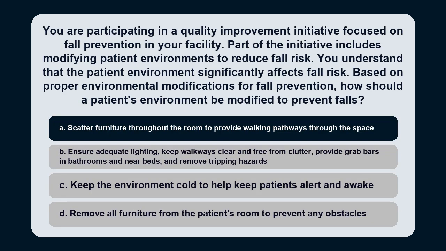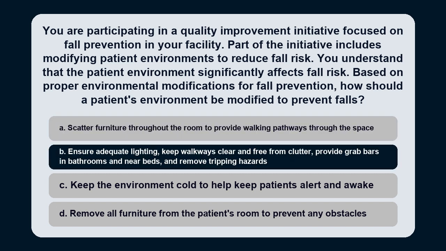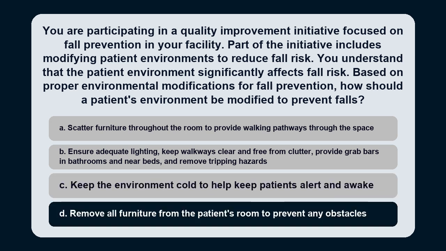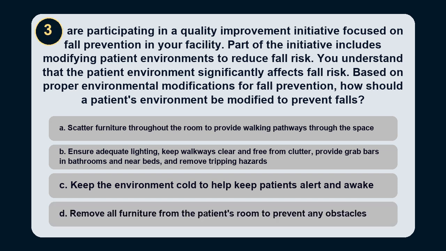Option A. Scatter furniture throughout the room to provide walking pathways through the space. Option B. Ensure adequate lighting, keep walkways clear and free from clutter, provide grab bars in bathrooms and near beds, and remove tripping hazards. Option C. Keep the environment cold to help keep patients alert and awake. Option D. Remove all furniture from the patient's room to prevent any obstacles.